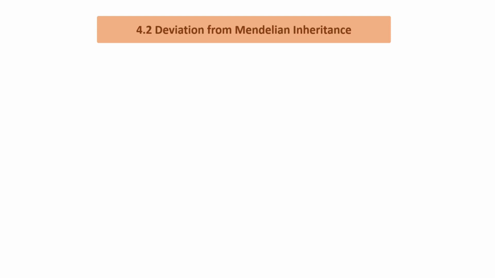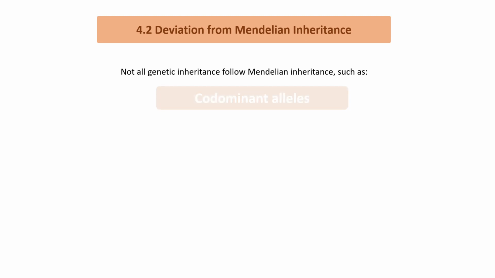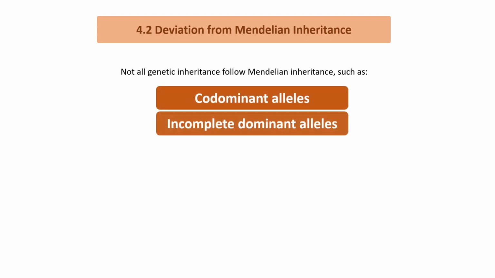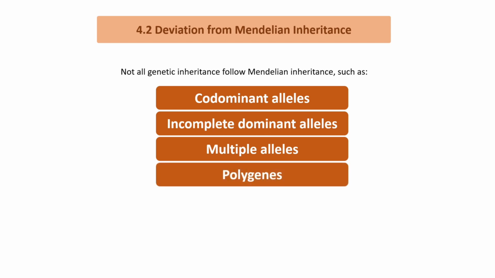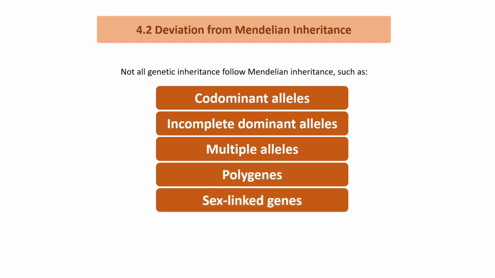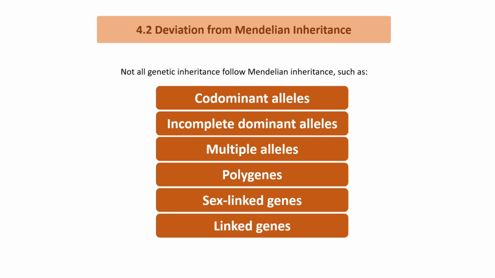Hello again. In this video we will continue to learn about genetic inheritance. In genetic inheritance, not all inheritance follows Mendelian inheritance. For example, codominant alleles, incomplete dominant alleles, multiple alleles, polygenes, sex-linked genes, and linked genes.